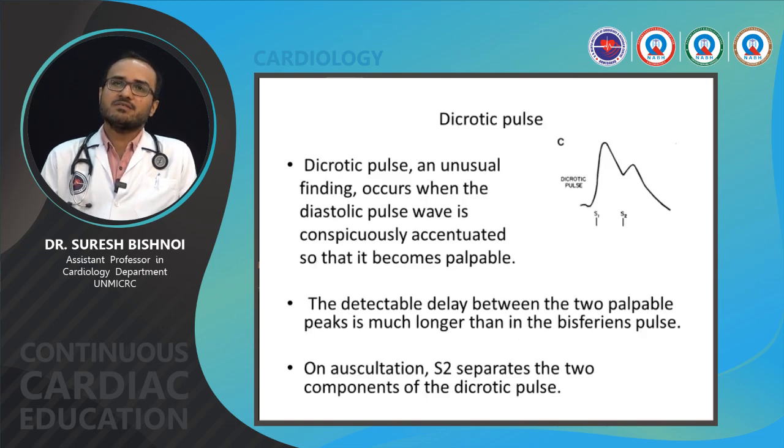Another double beating pulse is the dicrotic pulse. It is an unusual finding. It occurs when the diastolic pulse is conspicuously accentuated, so it becomes palpable. And these two peaks are separated by the S2. So during clinical examination, you should first find out what S2 is, and whenever you simultaneously auscultate and palpate, you will learn that the two peaks are separated by S2, and the detectable delay between the two palpable pulses is much longer than in the bisferiens pulse.